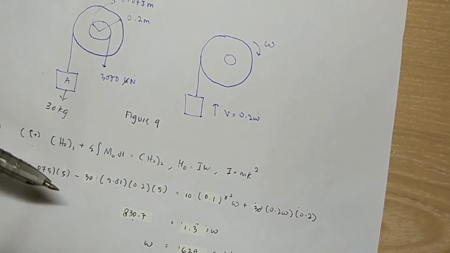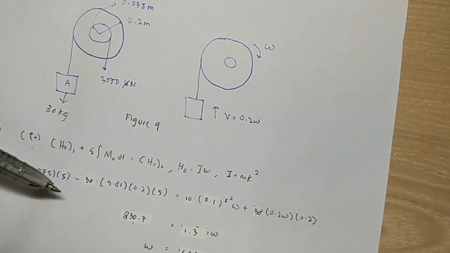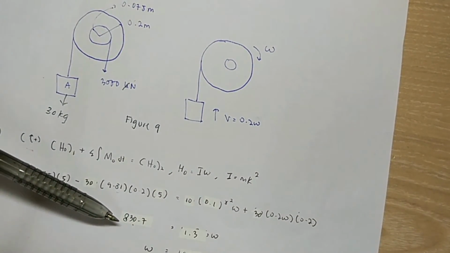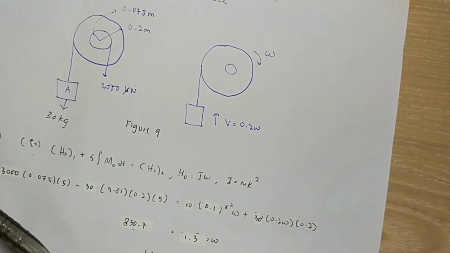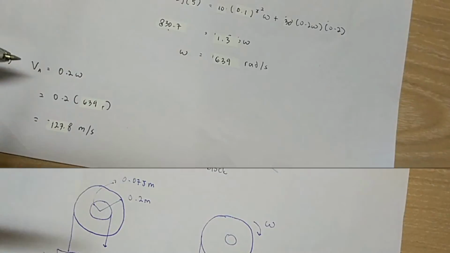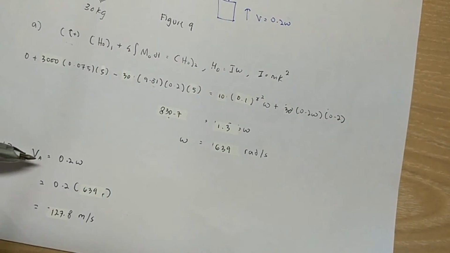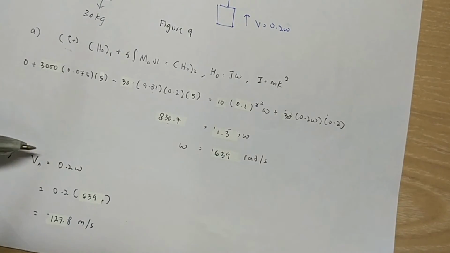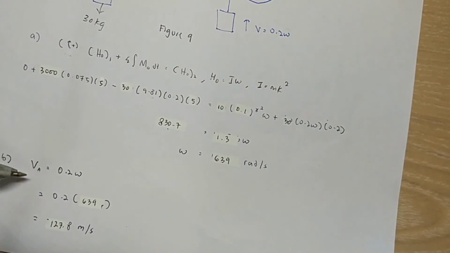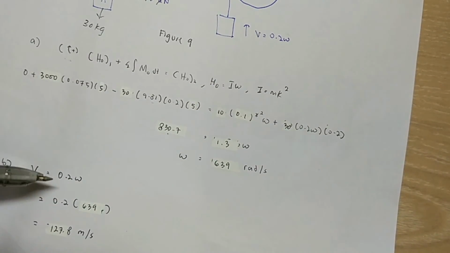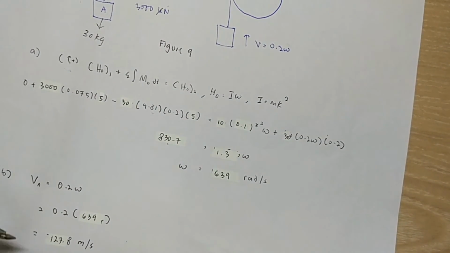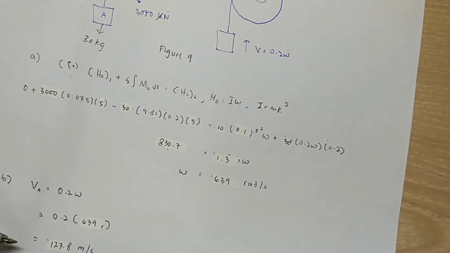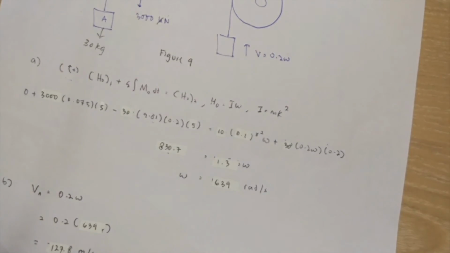So we come out with the answer 830.7 equal to 1.3 omega. Then omega equal to 639 rad per second. Then we can get the velocity at A. Velocity equal to omega R, R is 0.2, so 0.2 times 639, the omega. We get the answer 127.8 meter per second. Thank you.